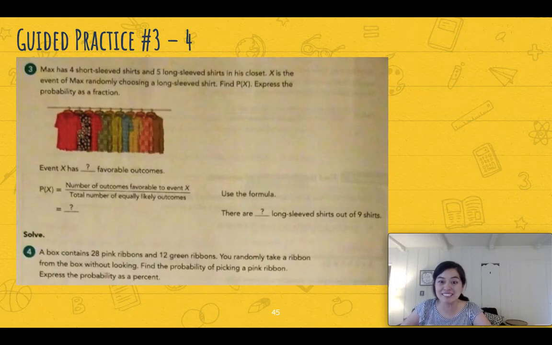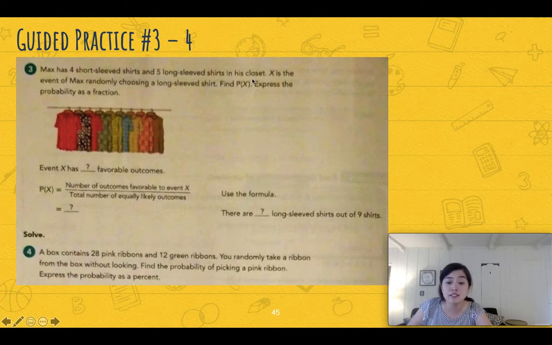Hello, how was it? Let's try number 3. Max has 4 short sleeve shirts and 5 long sleeve shirts in his closet. X is the event of Max randomly choosing a long sleeve shirt. Find the probability of X, which is the probability of choosing a long sleeve shirt. Express the probability as a fraction. So event X has how many favorable outcomes?